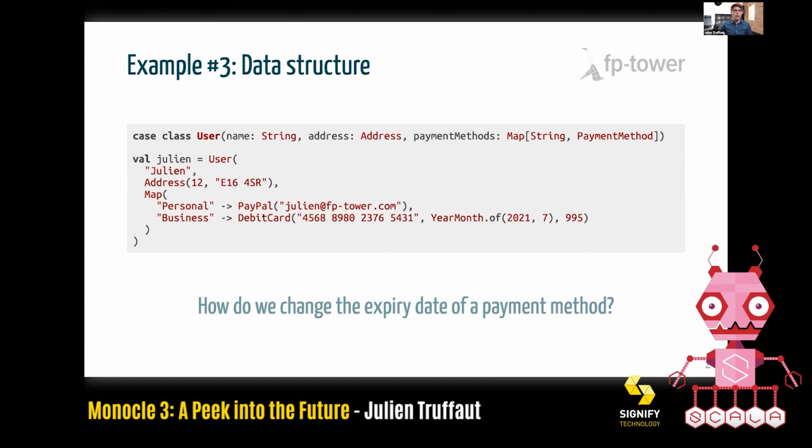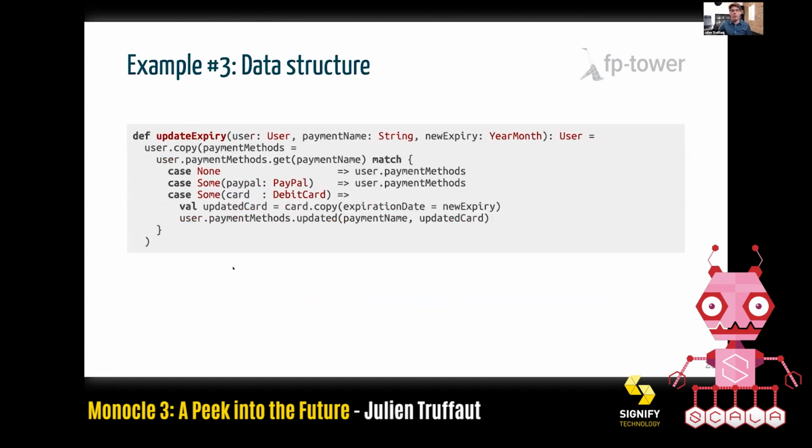Okay, let's go back to the drawing board. Let's go back to our previous implementation. This time we need to look up inside of the map. So we say, okay, we have a map. We look it up by payment name. But now we have 3 cases, not 2. We have the case where it's none, where this payment method doesn't exist. We have the case where it's a PayPal account, and we have the case where it's a debit card.